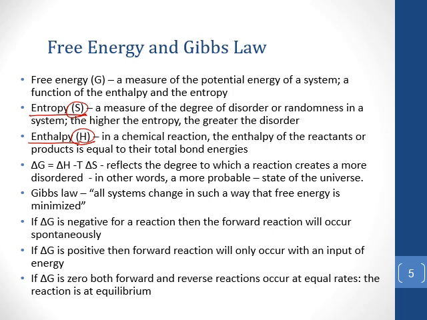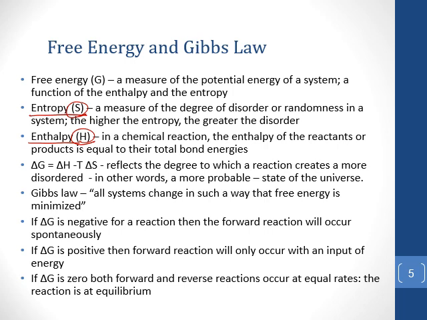Now, if delta G is 0, then that means the forward and reverse reactions are occurring at equal rates. The reaction is at equilibrium. So once again, if we're talking about moving something across the membrane and the delta G is 0, then it could mean that that molecule is moving across the membrane, let's say from the outside to the inside, but it's moving from the inside to the outside at an equal rate. So it doesn't mean that movement isn't occurring, it means there's no net movement.